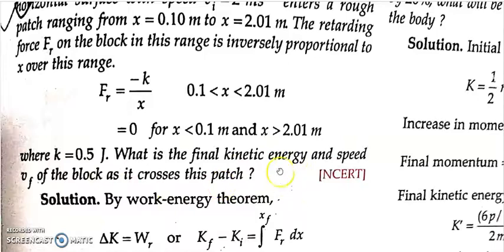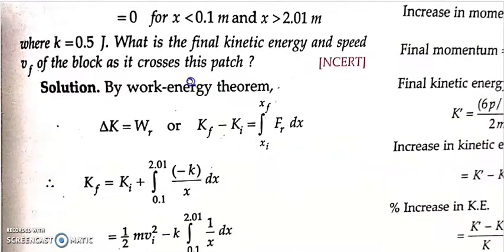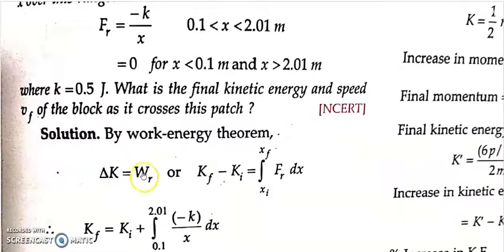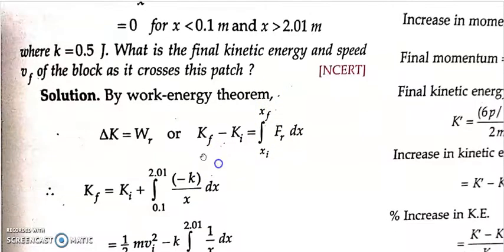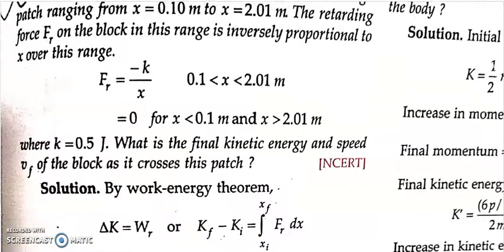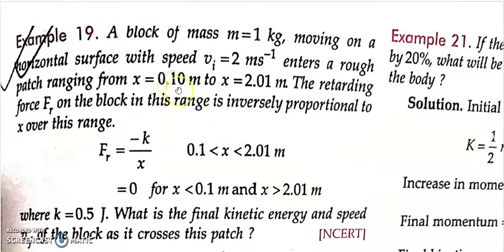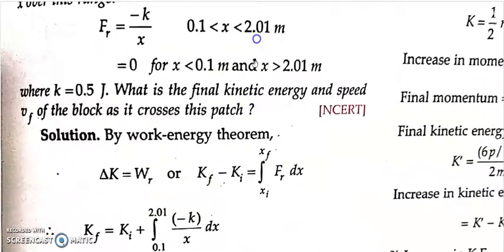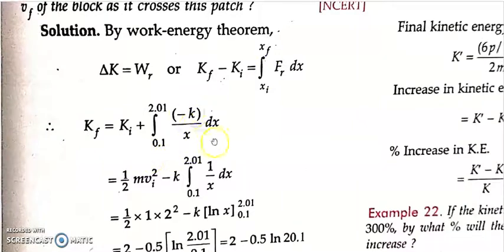So we have to calculate the final kinetic energy and speed. Using the work energy theorem, Kf minus Ki equals W, which is the integral of F dx, from the initial position to the final position. Here k is given. The initial position is 0.01 and the final is 2.01. Now integrate these things.